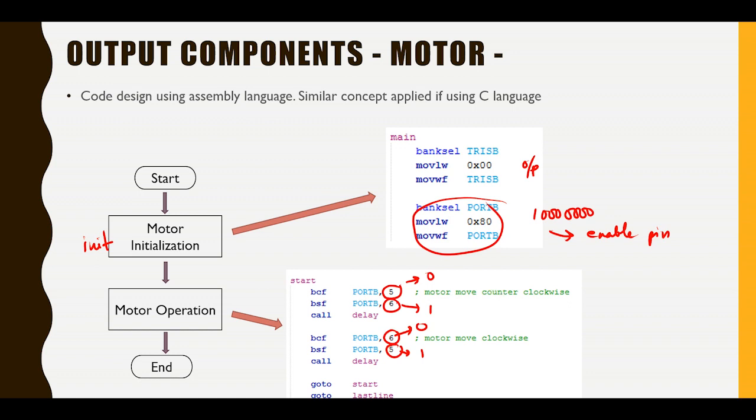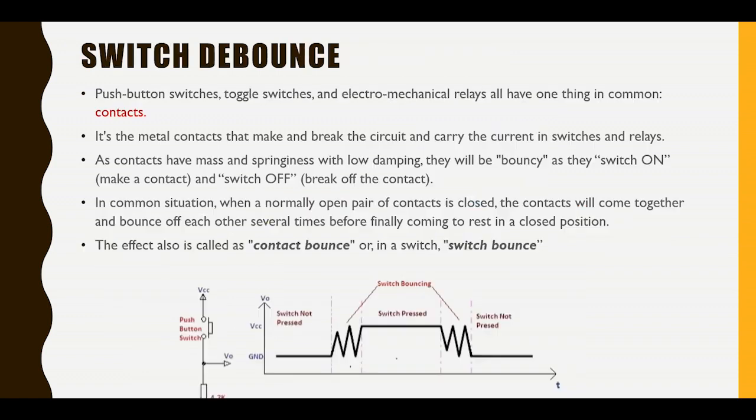So if you notice, in this example the enable pin is always on, and then you set the motor direction, clockwise or counterclockwise, by setting the pin to 1 or 0. And then you call for a delay. Right.